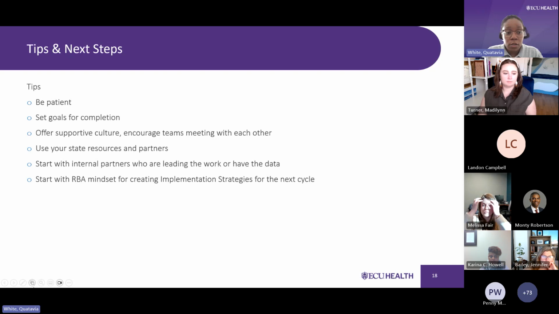And lastly, just really starting with an RBA mindset when developing your implementation strategies. For us, we definitely wish we could have had the opportunity to do that, but we started working in scorecard after we had already completed our CHNA process. But we're looking forward to the next cycle and looking for it to be a lot easier.